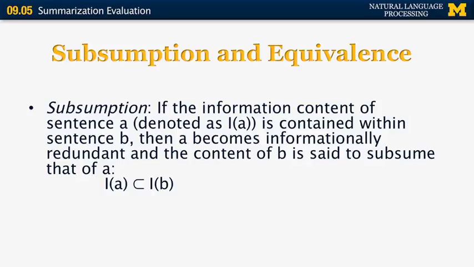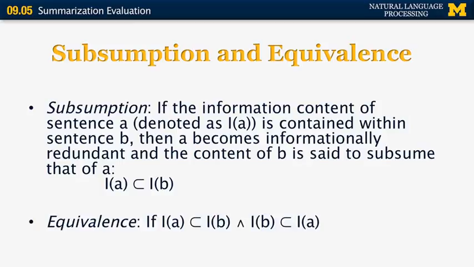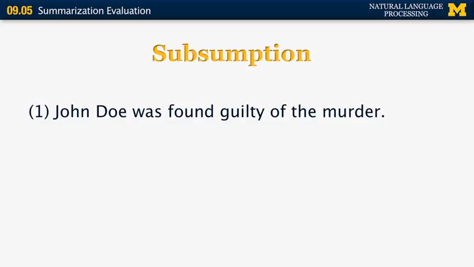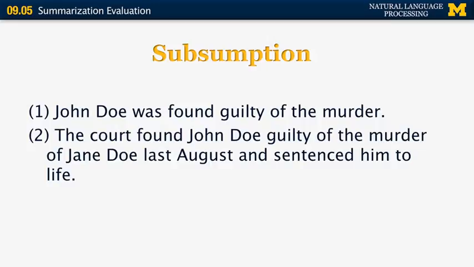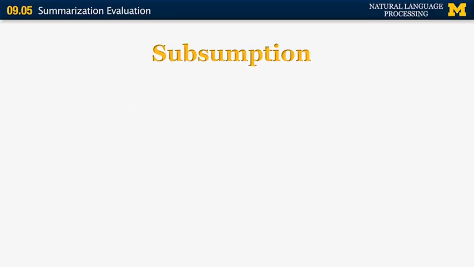On the other hand, if sentence B is not included in the summary, then the value of A is still there. And we can also define equivalence. If A is subsumed by B and B is subsumed by A, we can say that sentences A and B are equivalent, and either one of them will be equally good for the summary. So here's an example. Sentence 1: John Doe was found guilty of the murder. Sentence 2: the court found John Doe guilty of the murder of Jane Doe last August and sentenced him to life. As you can see, the second sentence includes 4 or 5 different facts, whereas the first one only includes 1. But that one fact is definitely included in the second sentence as well. So we can say that sentence 2 subsumes sentence 1.